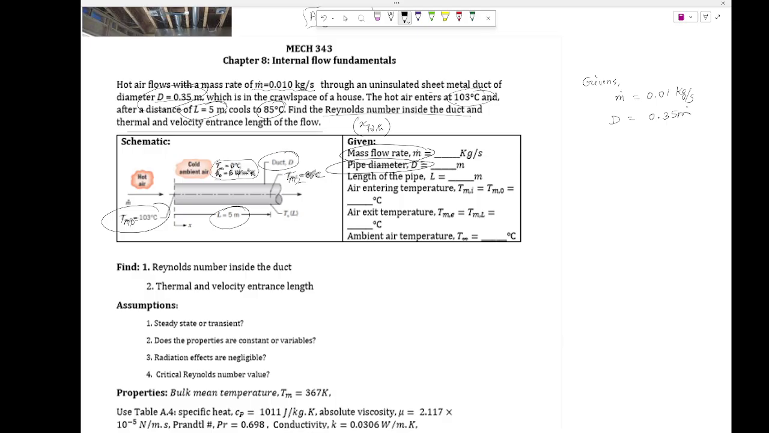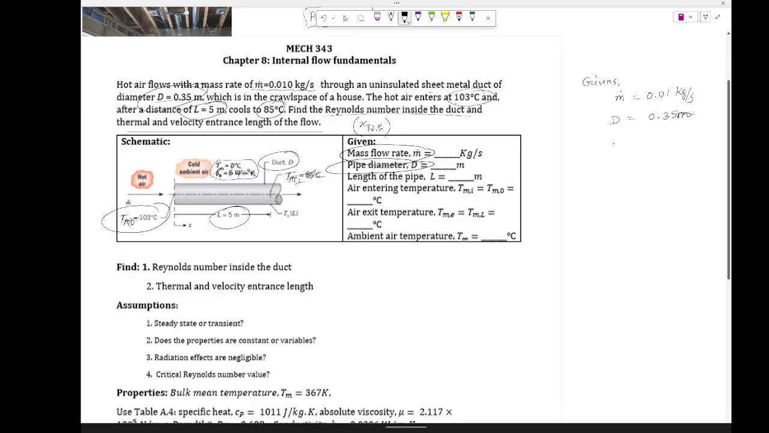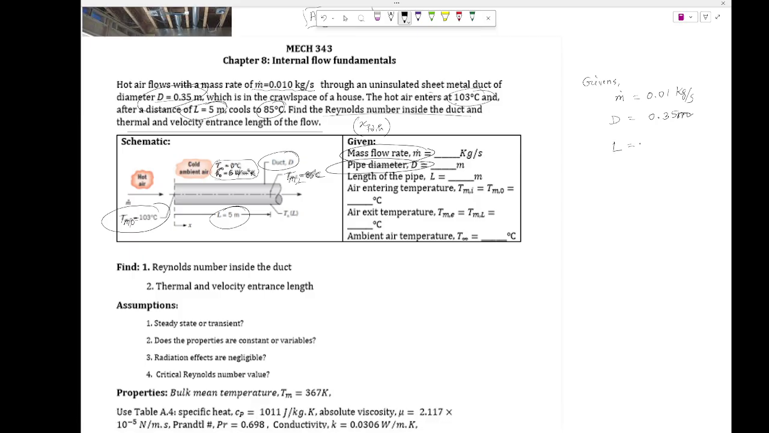Anybody found the Reynolds number yet? No, it is not that easy. You have to find the properties. Then the length of the pipe. What is the length of the pipe given? It is 5 meter.